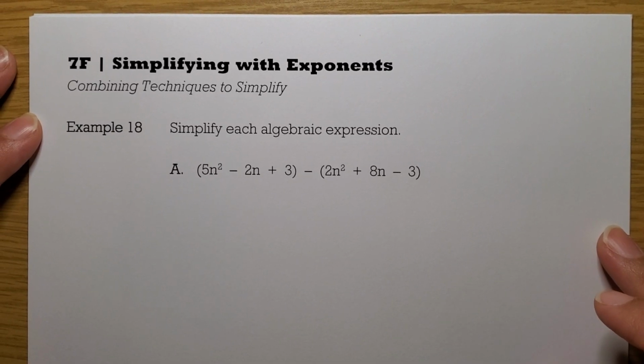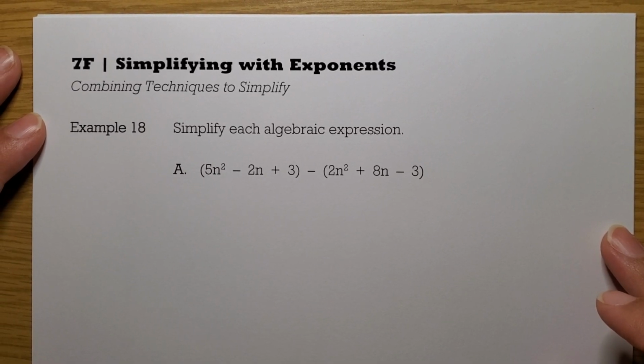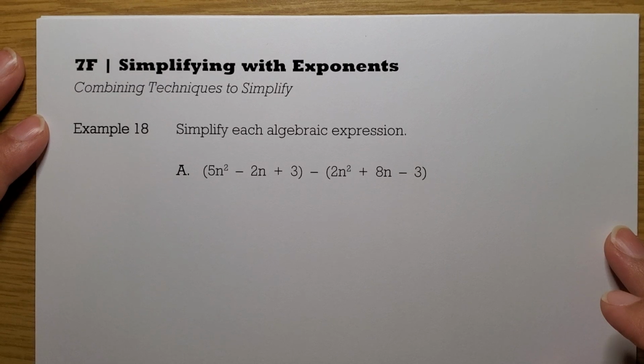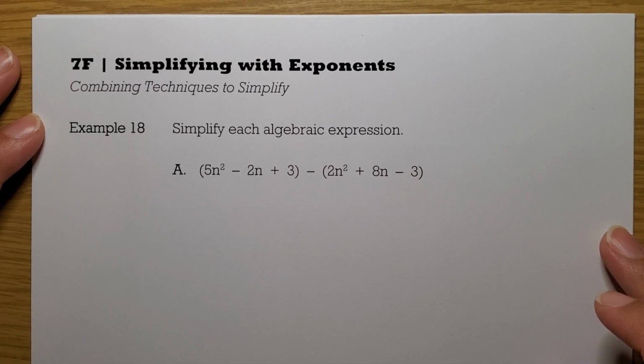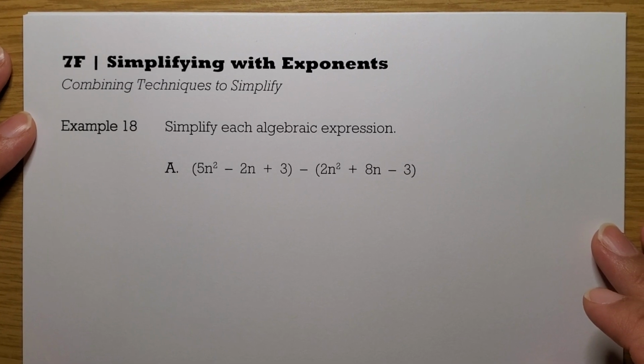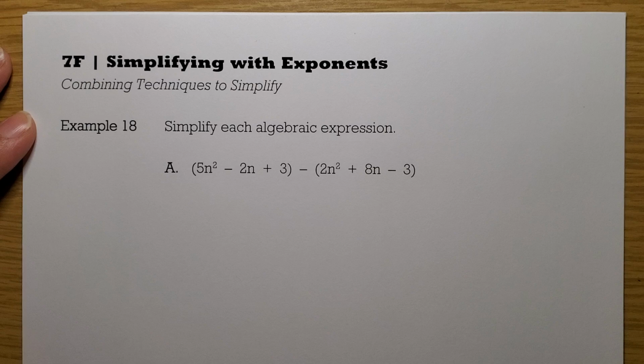Hi everyone, I'm Professor Rad, and today we're going to wrap up Chapter 7 by applying multiple techniques to simplify algebraic expressions. Primarily, we're going to either use the associative or the distributive property. We might use some product properties or power properties of exponents, and then we may also be using the combining like terms property or technique.